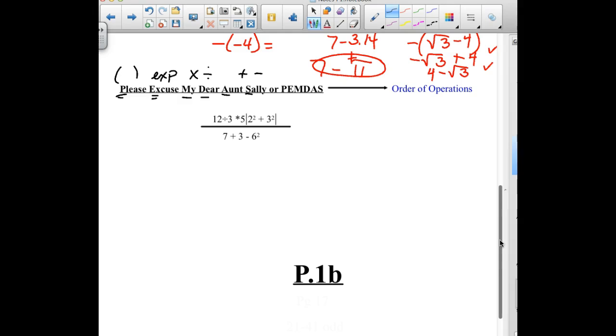All right, so looking at this first one, we have a very large fraction bar in there, which means we have to simplify everything in the numerator and everything in the denominator before we move on to actually doing that division. All right, so looking at the numerator, our absolute value bars are like a parenthesis. So let's start by looking inside the absolute value bars. And inside we do have some exponents. So our first step is to deal with those exponents.